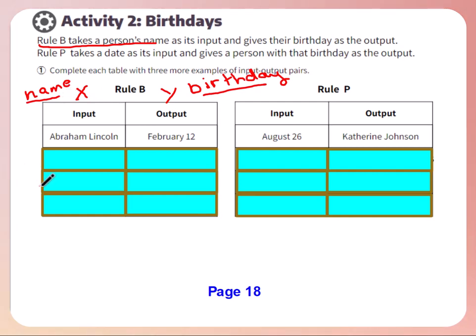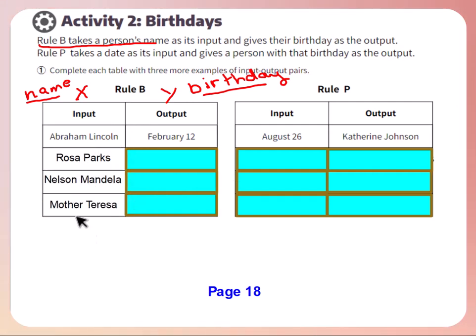All right, now I want you to think of 3 other people. You can ask your classmates, you can use yourself, you can use your relatives. I just looked up some birthdays, so I found some names: Rosa Parks, Nelson Mandela, and Mother Teresa. Don't use my names, use different names. And then find that person's birthday.